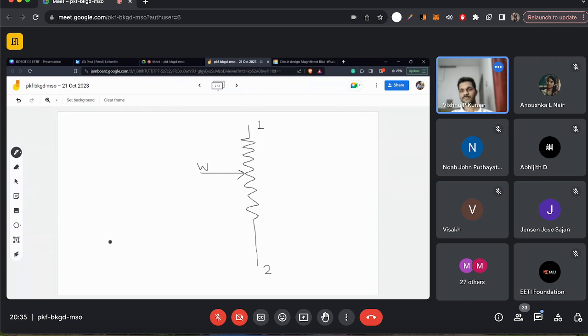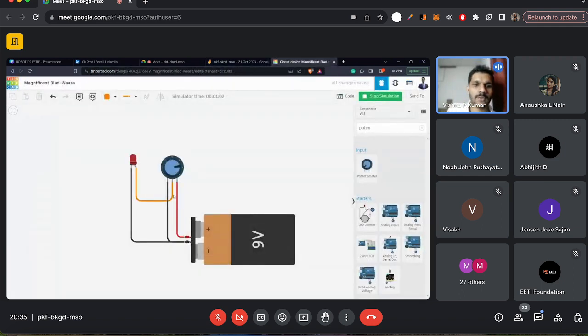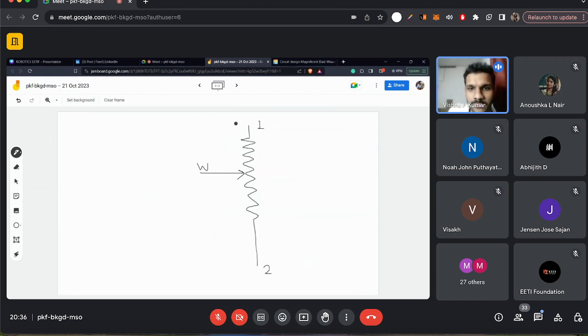In our circuit we have provided the power like this. So in 1 we have given negative, and in 2 we have given positive, right? Okay, so now depending on the wiper's position, the voltage will be varying. So if the wiper is moving towards the positive side, what will happen? Will the voltage at this wiper increase or decrease?